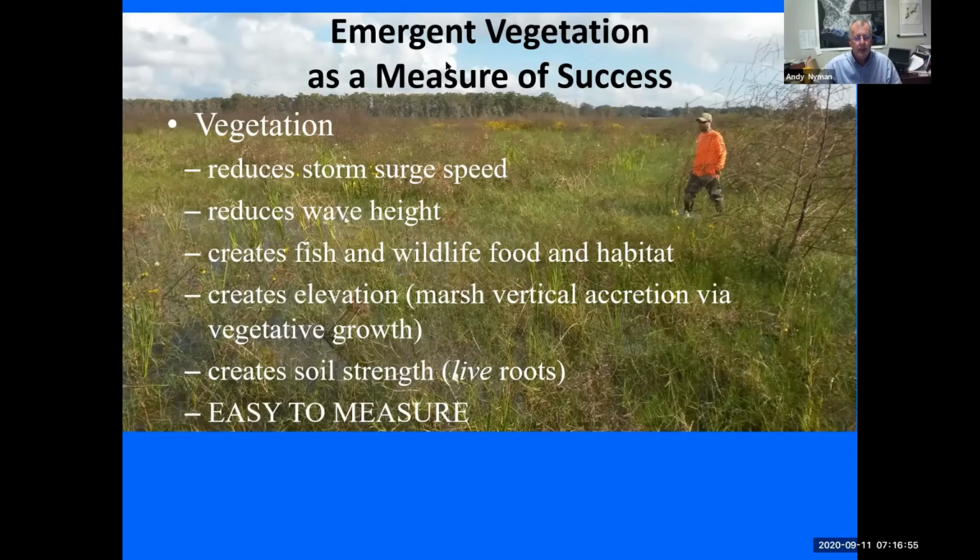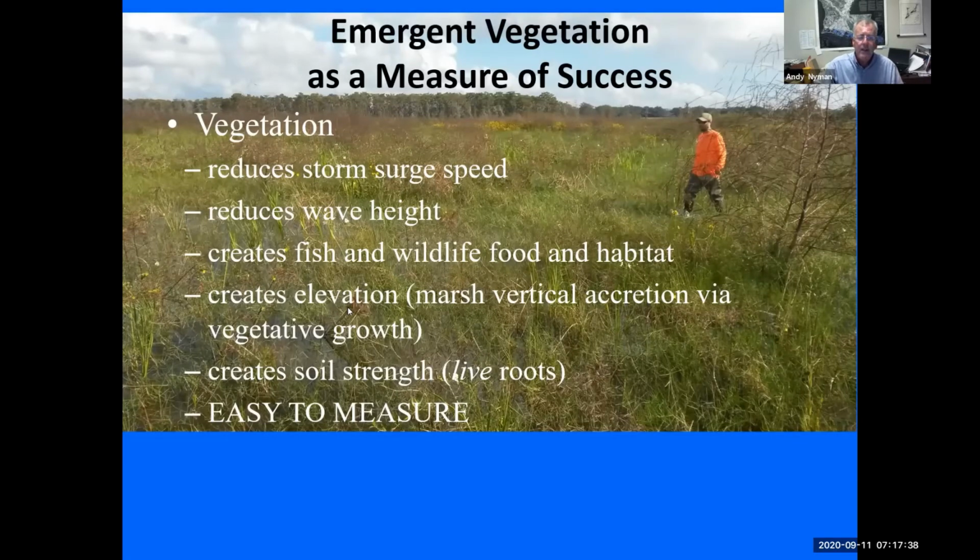The emergent vegetation is the stuff that is rooted in the soil but pokes out above the water in a wetland. And the good reasons include, well, this is the stuff that slows down the storm surge. Marsh grasses are okay at it. The wetland trees are even better. The vegetation reduces the wave height. Grassy vegetation will reduce waves a lot. If the waves get too high, you've got to have the trees. The vegetation also creates fish and wildlife habitat, creates the food for a lot of the fish and a lot of the animals, creates the habitat they live and hide in, they nest in.